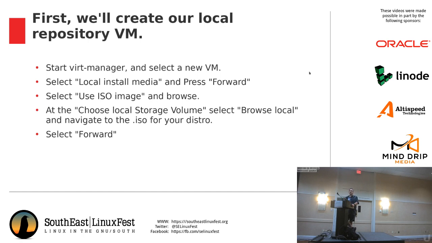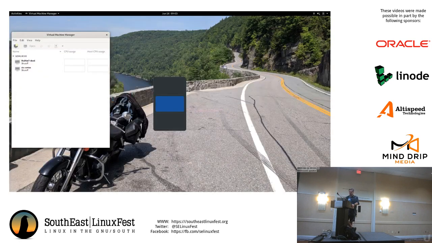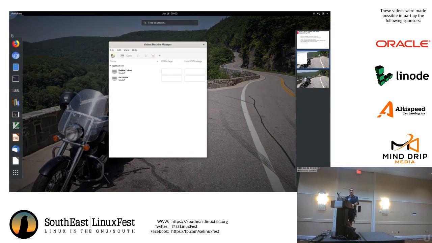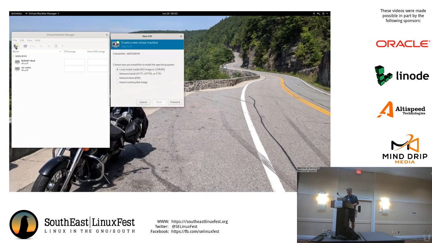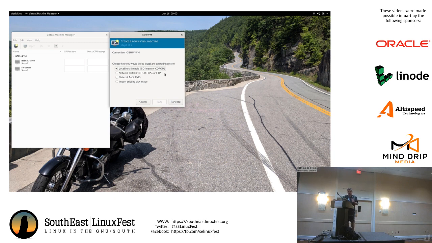We're going to start Virt Manager. We're going to select a new VM. We're going to do local install media, press forward, use ISO image, and then you browse your local directories for that. And then we select the ISO image that we've previously downloaded. So let me get to that. Okay, I cheated a little. I clicked the icon already to start Virt Manager. So I'm going to do a new VM. We're going to do local install media. Is that all readable enough? It's a little bit small.